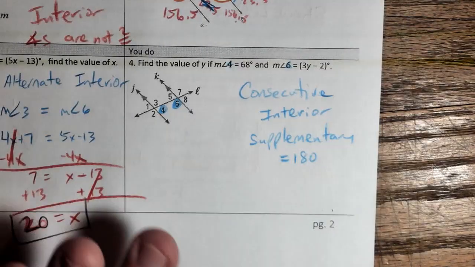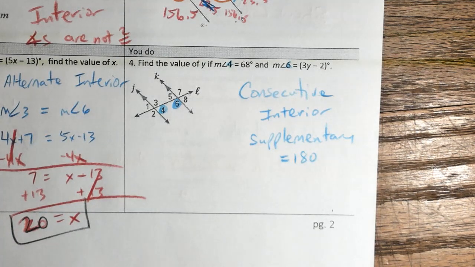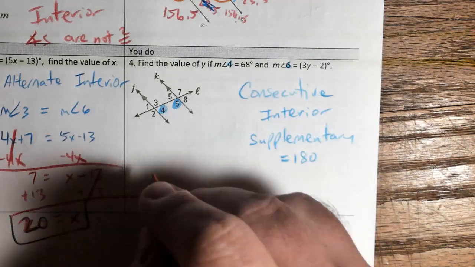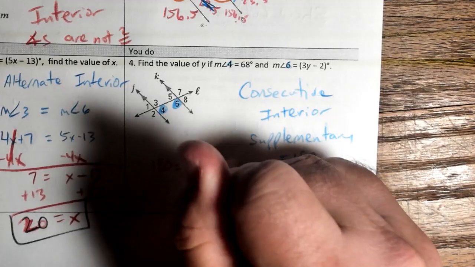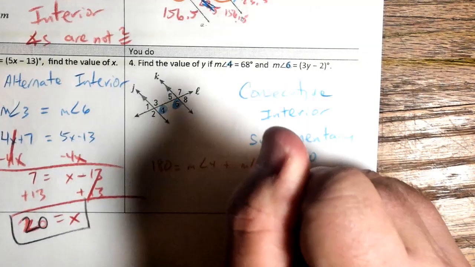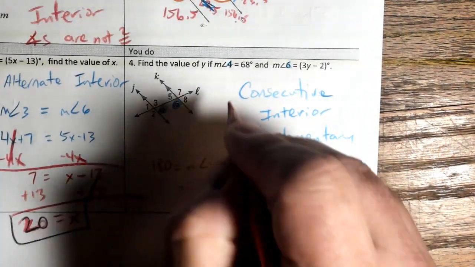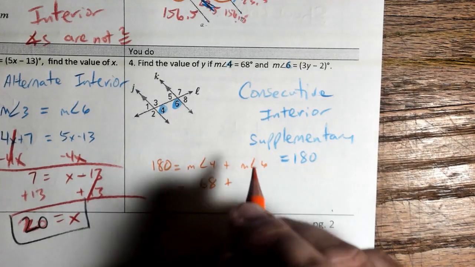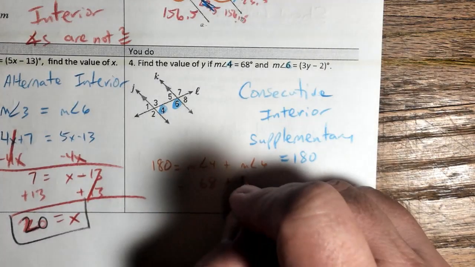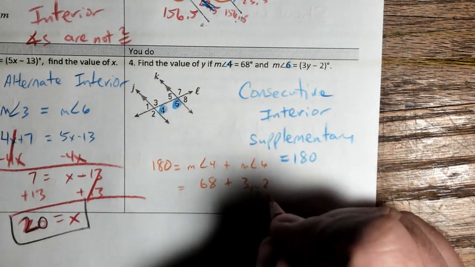For the next little while, we're going to do this. I'm hoping this stuff will start sinking in. So in order to solve for y, we're going to set both of these angles equal to 180. So measure of angle 4 plus measure of angle 6 is equal to 180. Substitute. Measure of angle 4 is 68. The measure of angle 6 is 3y minus 2.